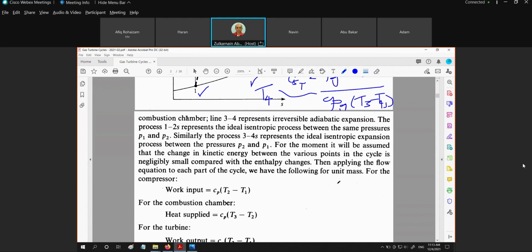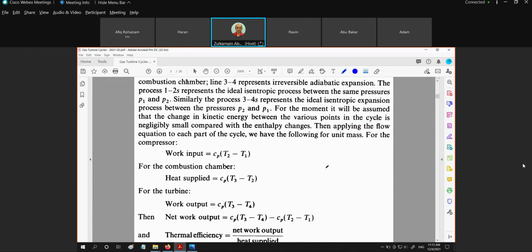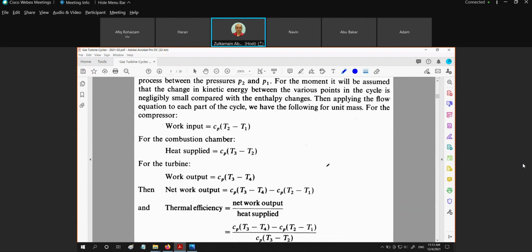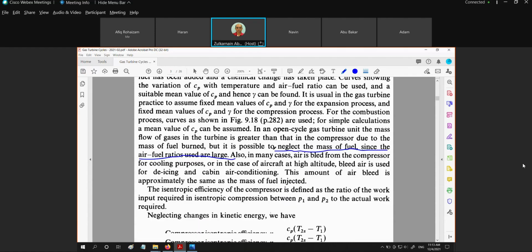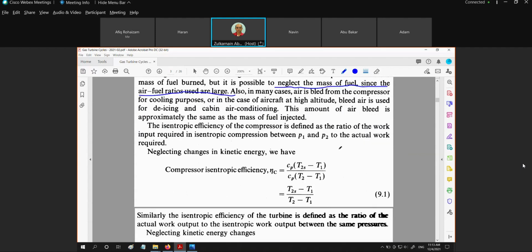Okay. So this is all the SFEE for the work input, the heat supply, the thermal efficiency. And then as for the thermal efficiency, the Q in right here is always using CPG. This is where we neglect the mass of fuel because the mass of fuel is much less, or small, compared to the mass of air.